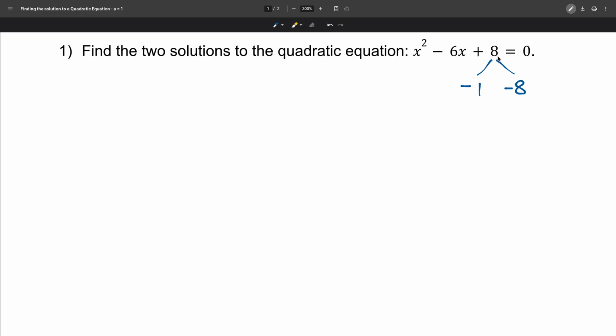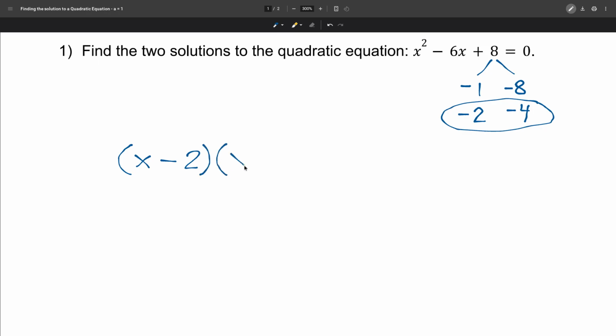All right, so the other thing we can do is list out some other negative factors. Like we could do negative 2 times negative 4. That equals positive 8 and adds to negative 6. So this is the pair of factors that we're going to select to write this in factored form. And we're going to write this as x minus 2 times x minus 4 and set that equal to 0.